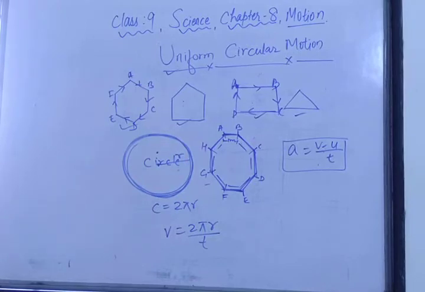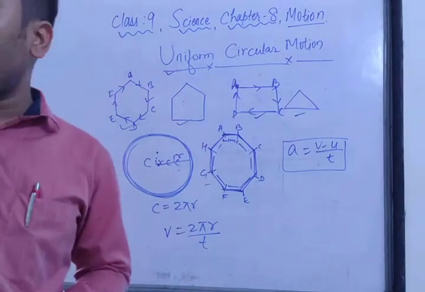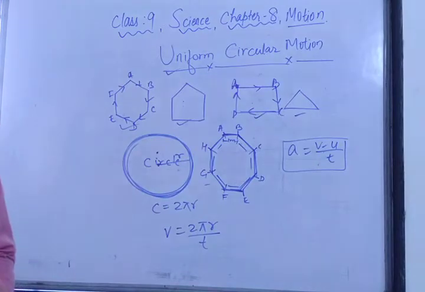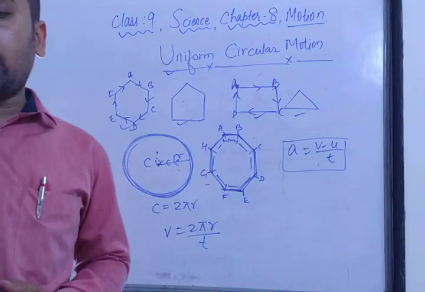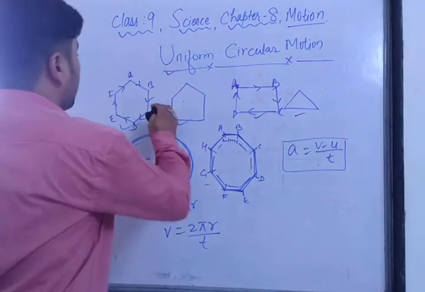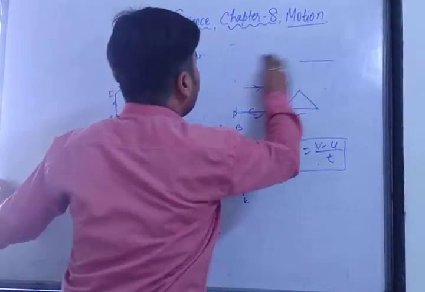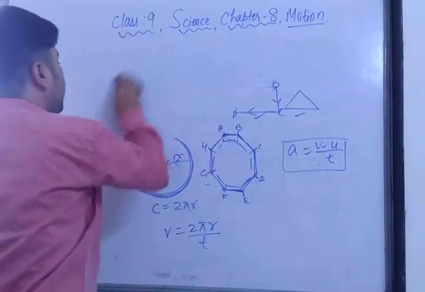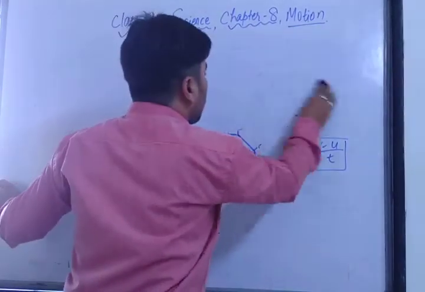A car accelerated uniformly from 18 km per hour to 36 km per hour in 5 seconds. Calculate the acceleration and the distance covered by the car in that time. You can go through it, it is question number 8.6 in the textbook. It is already given, so after that you can solve that numerical.